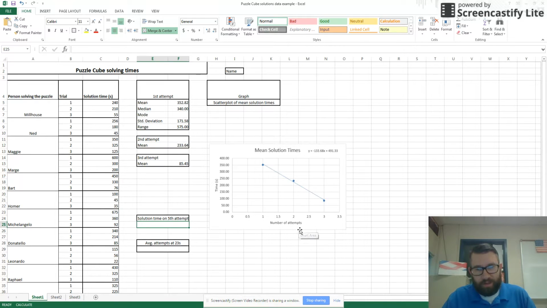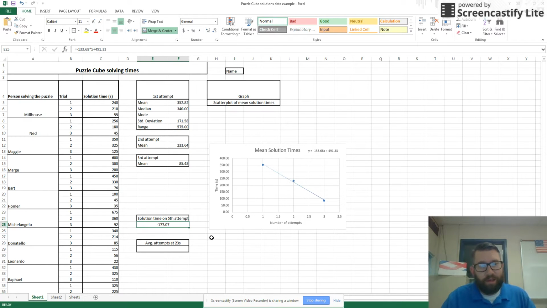Now, number of attempts down here is our x-axis. So I can set x equal to 5 in my equation. So I hit the equal sign. Then I'm going to type in my slope-intercept equation. Negative 133.68 times 5, because we want our 5th attempt, plus 491.33. Okay, I hit enter, and I get an equation.